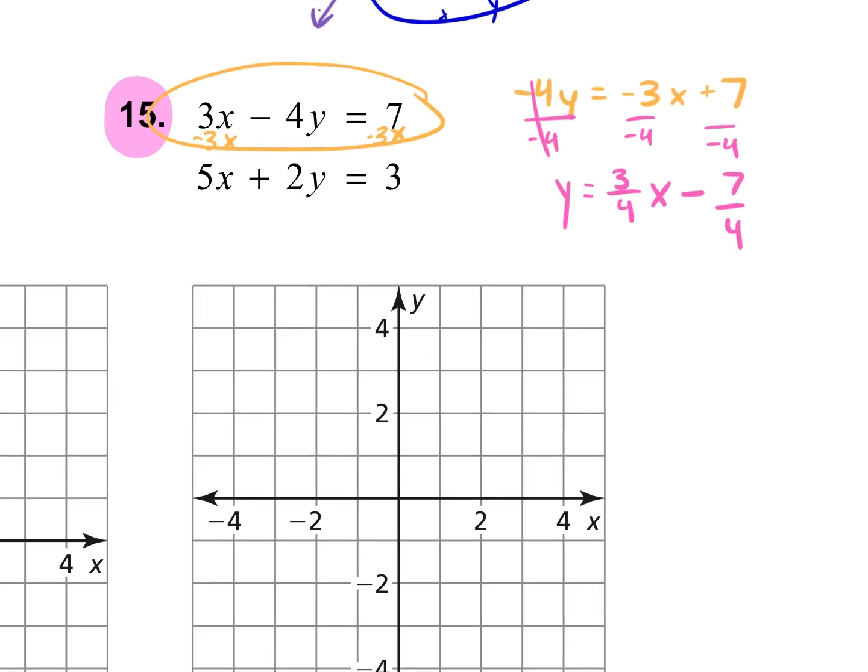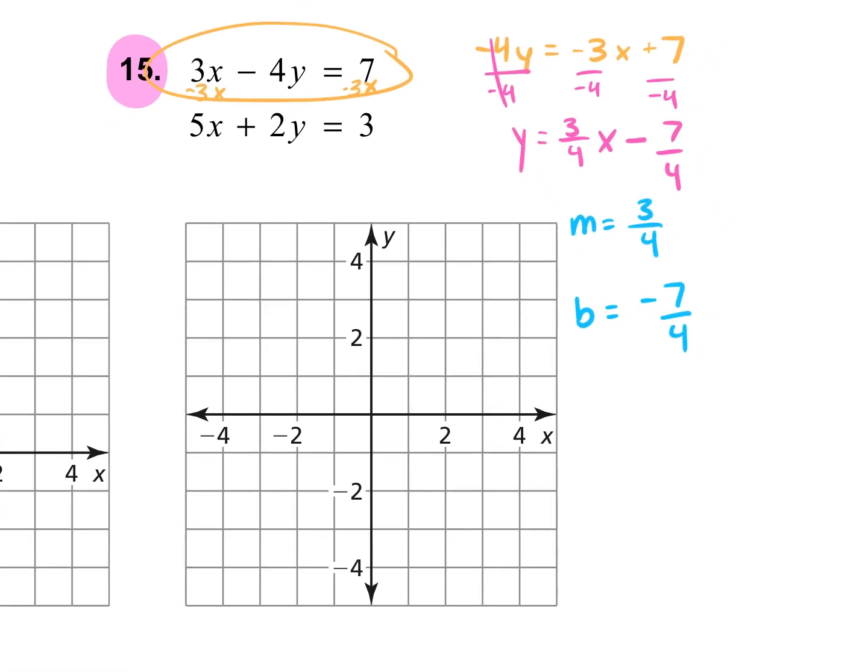So what is my slope here? 3 over 4. And what's my y-intercept, my b? Negative 7 over 4. What's the first point I'm going to put on my line? -7 over 4. On which axis? The y-axis, because that's my y-intercept. Now where would that go?